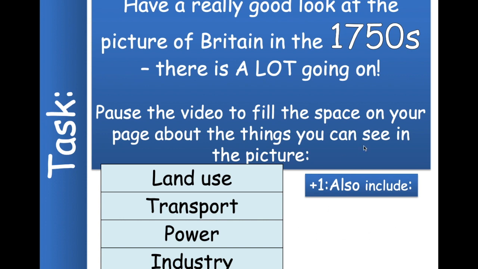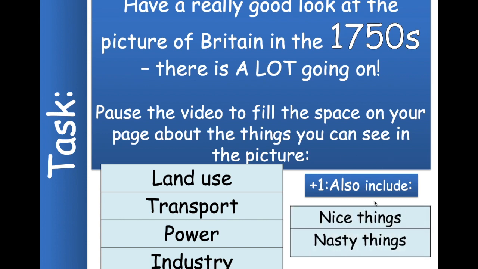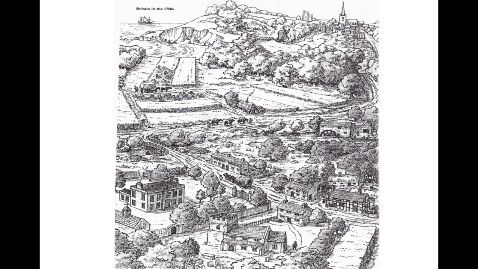If you want to do the extension, you could also consider the nice things and perhaps the not so nice things. So the advantages and disadvantages at this time. When you are ready, we will look at the picture. Okay, here we go. So this is Britain in the 1750s. Make sure you're paying close attention to the land, how it's being used, how are people getting around, what else can you identify. Pause the video here and fill out your table.